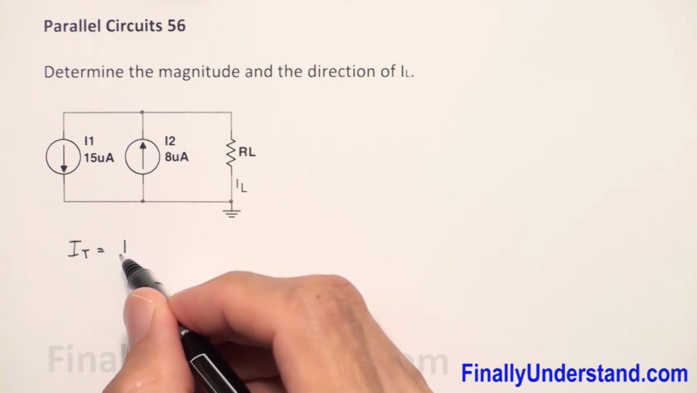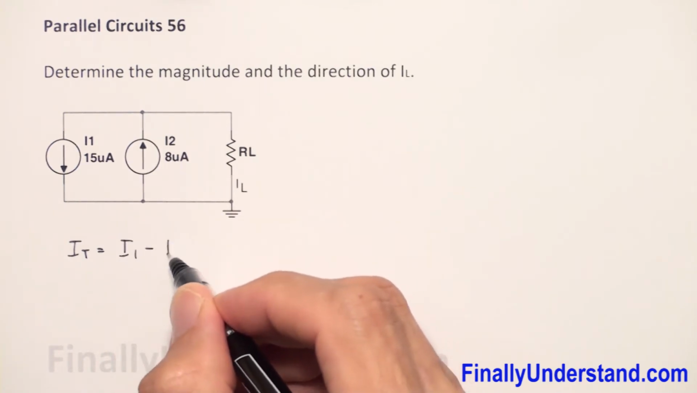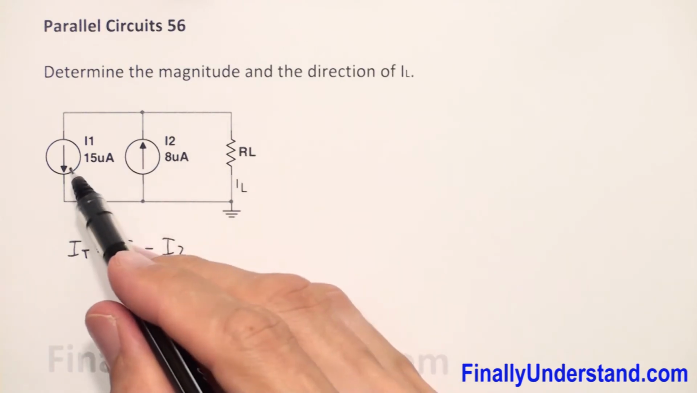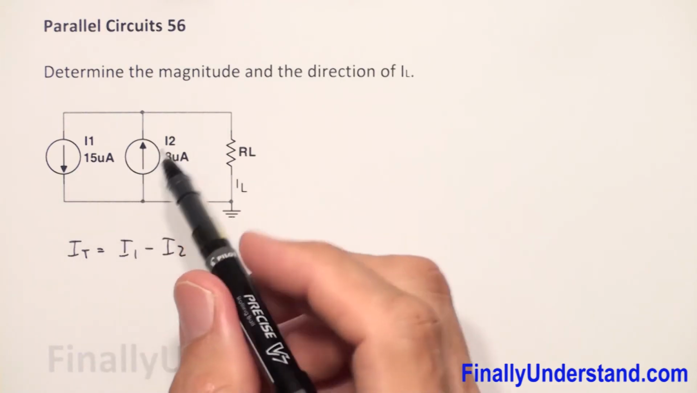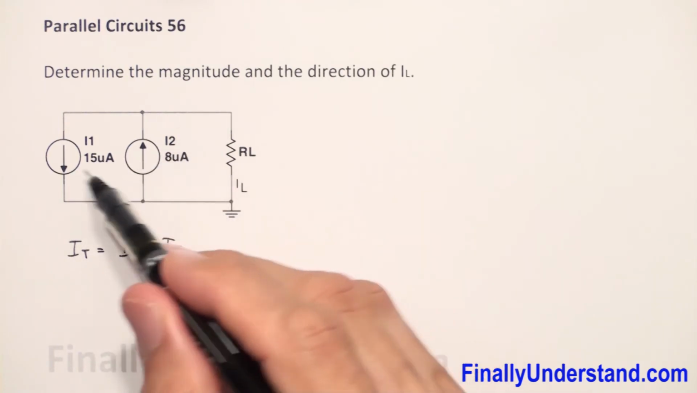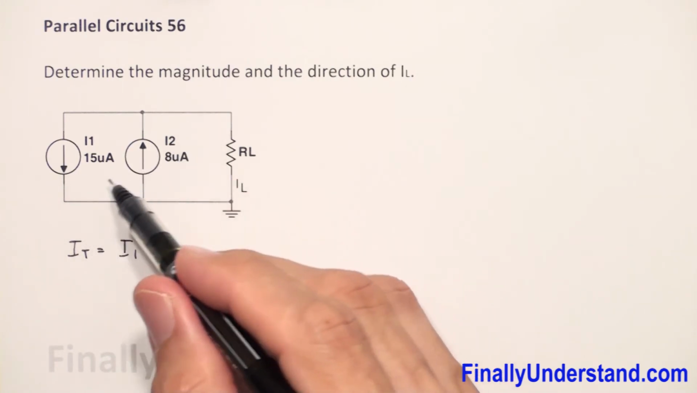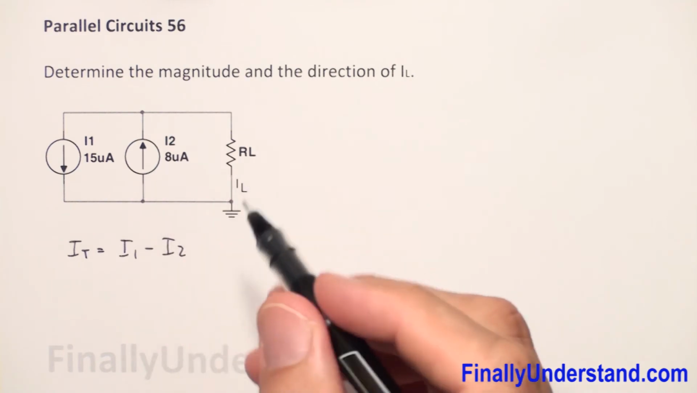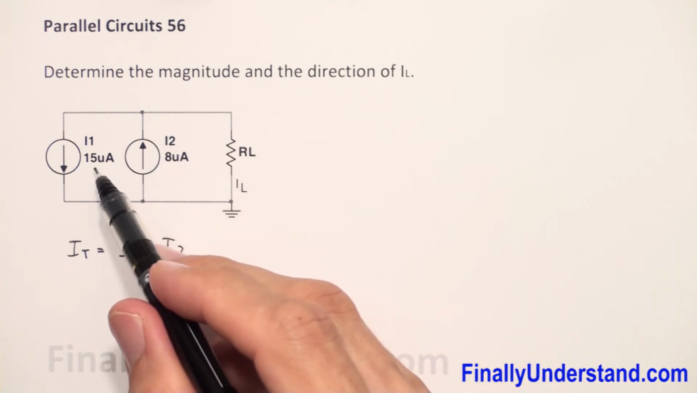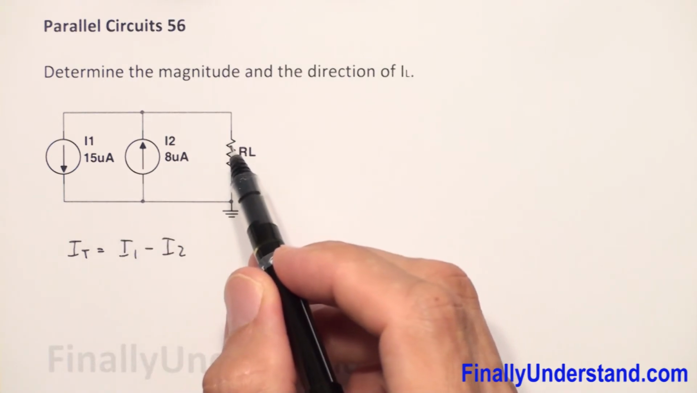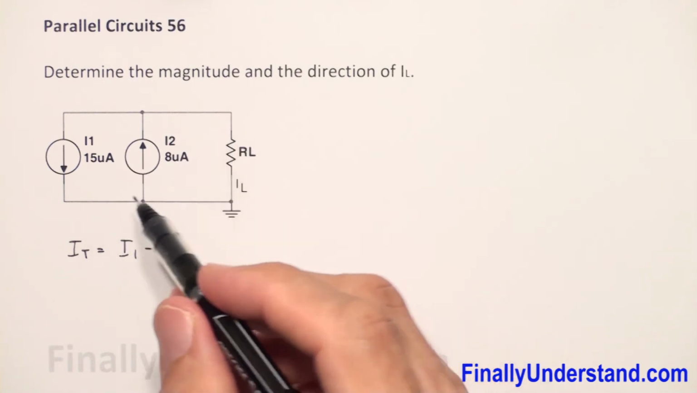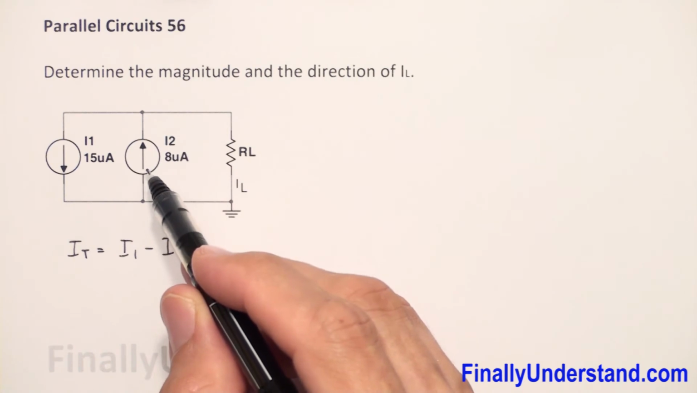I1 minus I2. When two current sources are going to push the currents in different directions, we're supposed to subtract these currents. So I always look at the strongest one, because the strongest one is going to dictate the direction of the current in the circuit, and from the stronger one I subtract the weaker one.